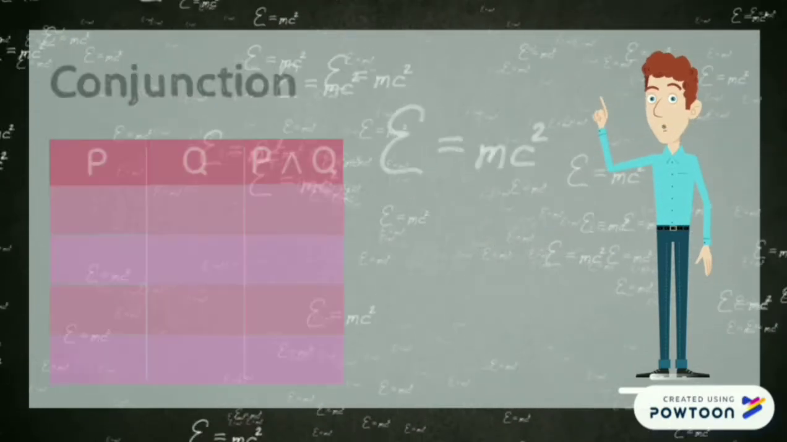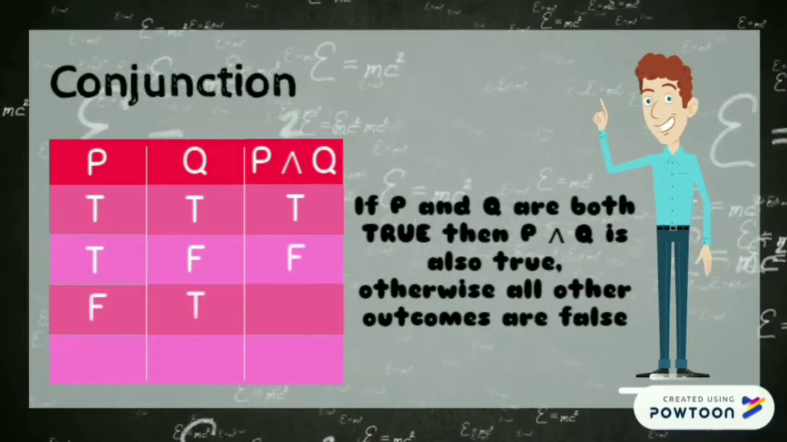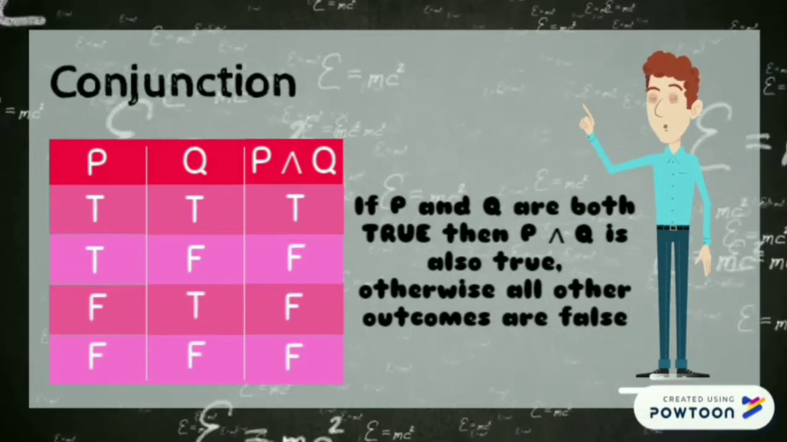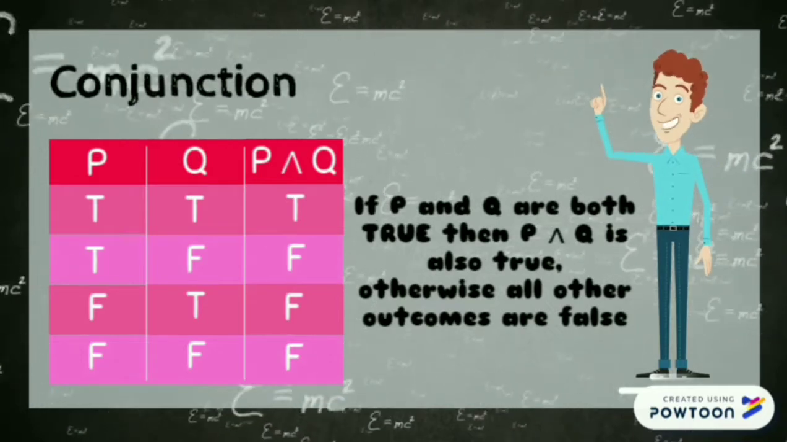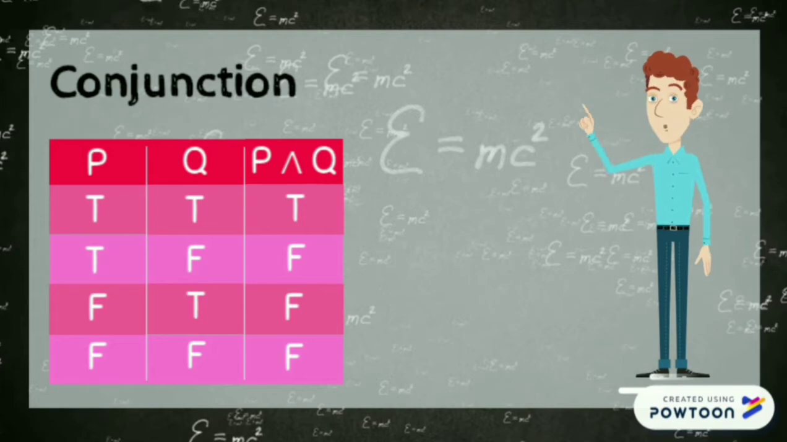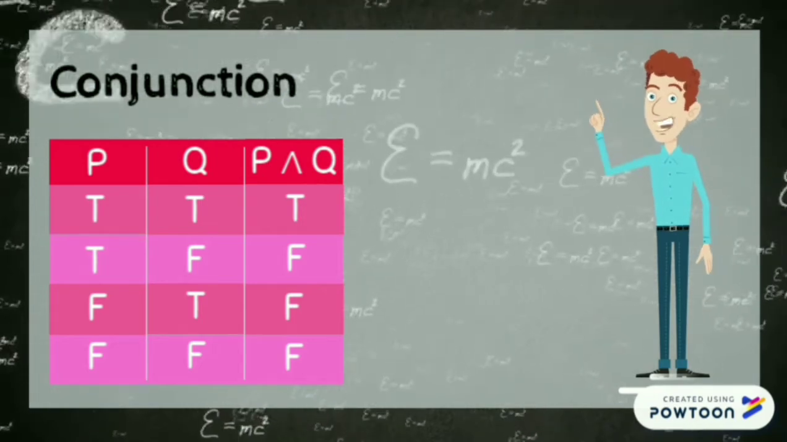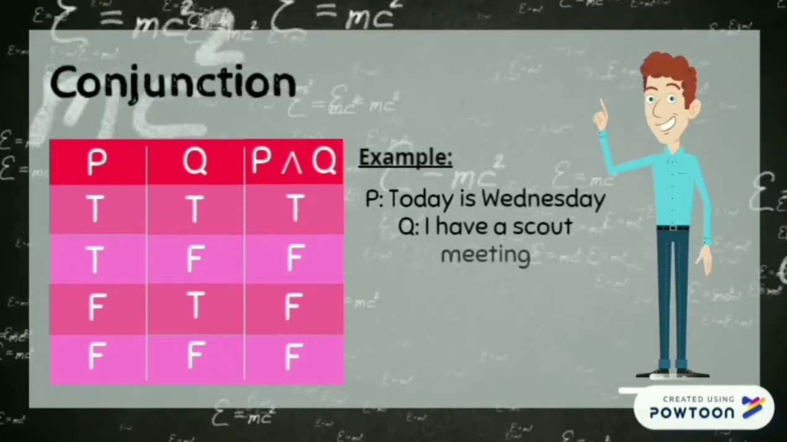Next is conjunction. A conjunction claims that two statements are true. If either or both statements are false, then the outcome will be false. For this truth table, there are 4 possible outcomes. This will be easier if we use a real situation. Take these 2 simple statements as example. P: Today is Wednesday. Q: I have a scout meeting.